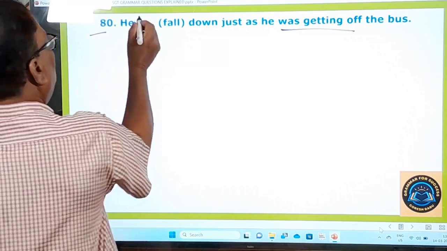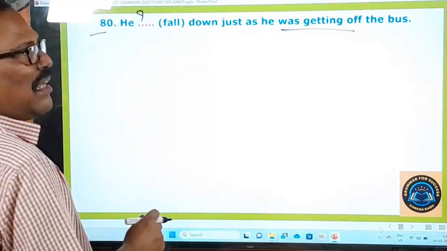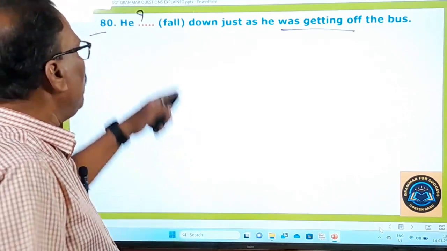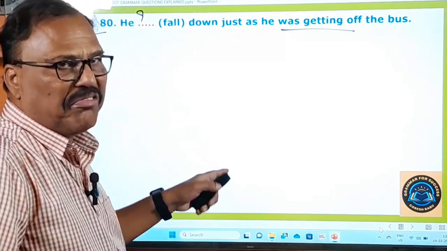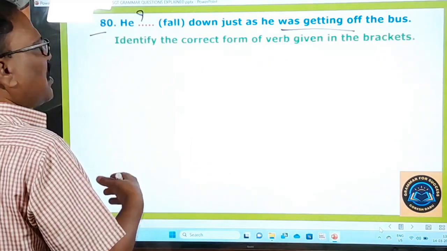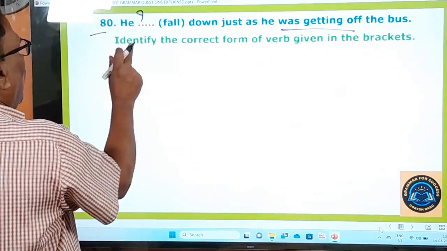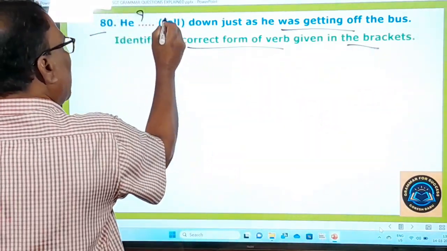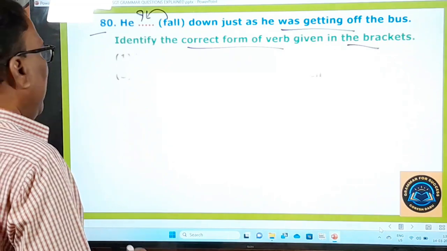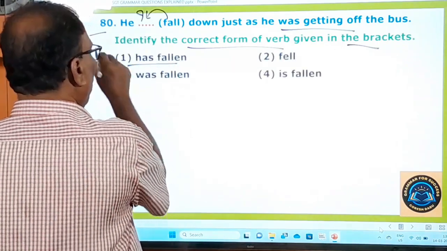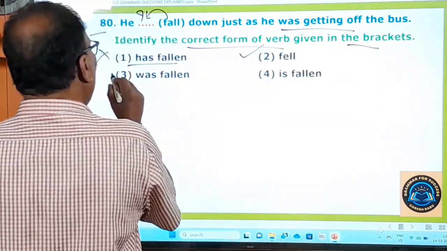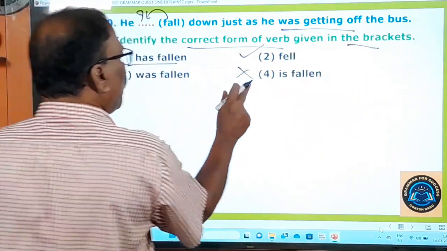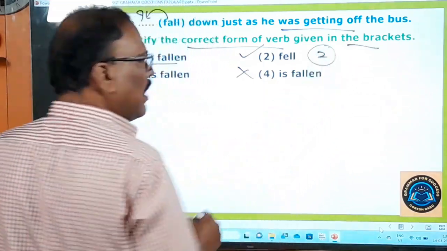And here a blank is given in this sentence, and naturally the examiner is going to ask you to fill in the blank with the appropriate verb. Okay, let us look at the instruction given by the examiner. Identify the correct form of the verb given in the brackets. Okay, what is the correct form to be used? Here, has fallen. No. Fell, yes. Was fallen, no. Is fallen, no. First one, third one, fourth one are wrong. Only the second one is the right one.